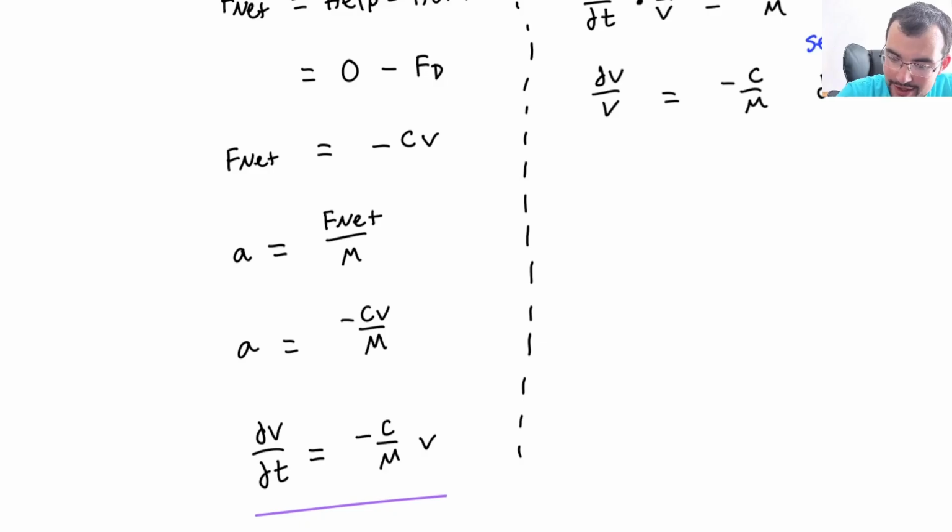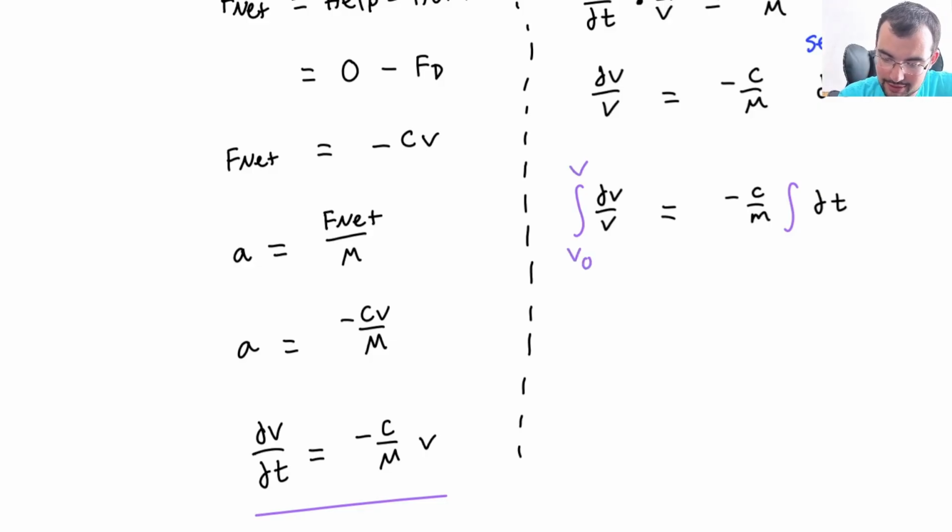Then we need to integrate. So dv over v equals negative c over m dt. So we integrate. V ranges from v0 to some value v at a later time. T ranges from 0 to t. So we separate and we integrate.